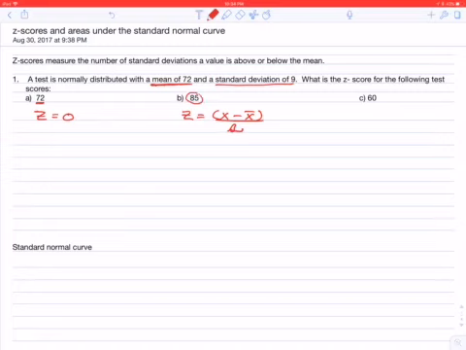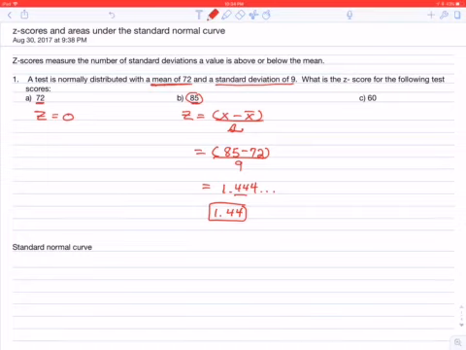So for a test score of 85, to find the Z-score, it would be 85 minus the mean of 72, divided by a standard deviation of 9. I get 1.444, a bunch of repeating fours. Z-scores are always rounded to 2 decimal places, so we get a Z-score of 1.44. What that means is 85 is 1.44 groups of 9 above the mean of 72.